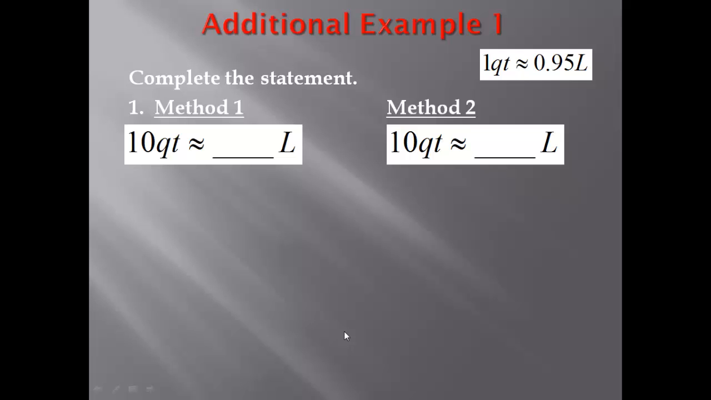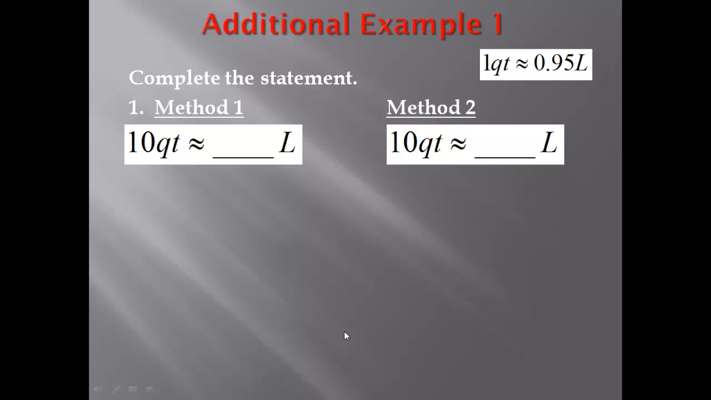Now we're going to look at our additional example for number 1. We're going to complete the statement. For these problems, you can use a calculator. You can pause the video and try them on your own, or you may follow along. Our conversion factor for these problems is 1 quart is approximately 0.95 liters.